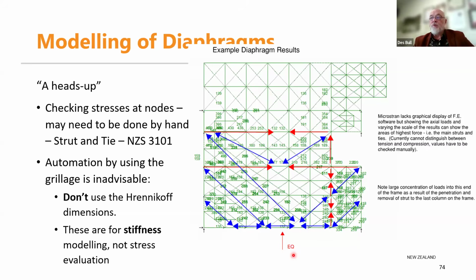What you can do is work out your forces from your grillage. If you want to, and I like to, draw a strut and tie over the top of it to confirm that everything's going okay. If you've got a wall or a column, you actually work out the forces and you come in and do a strut and tie on that node from first principles.